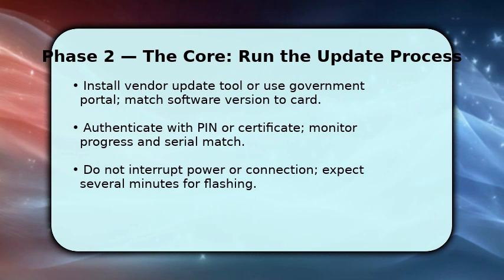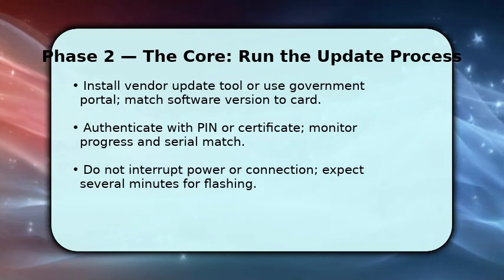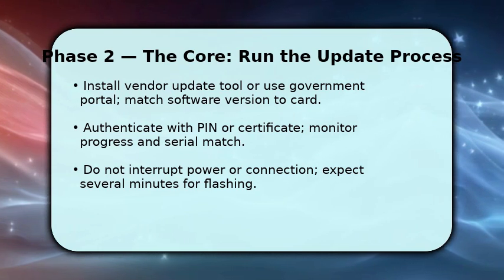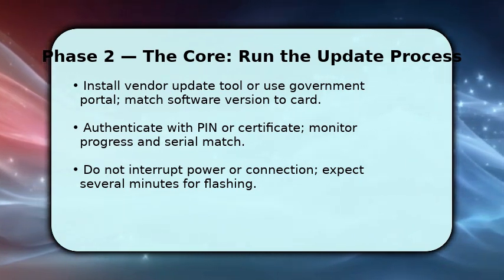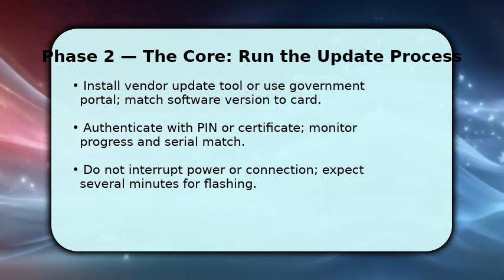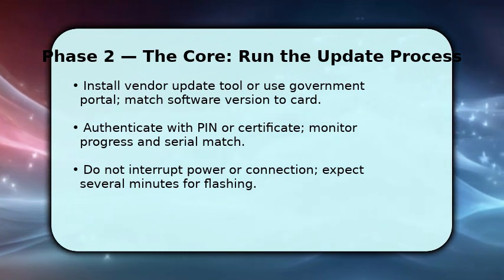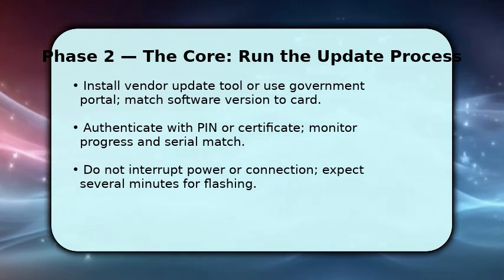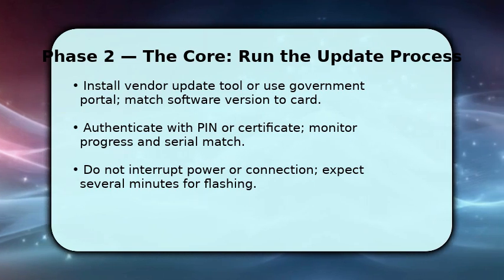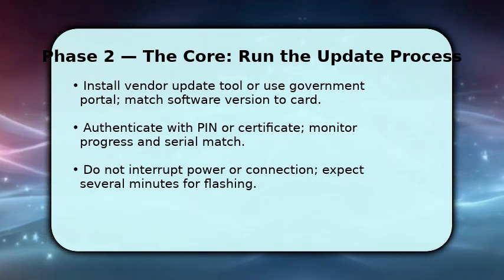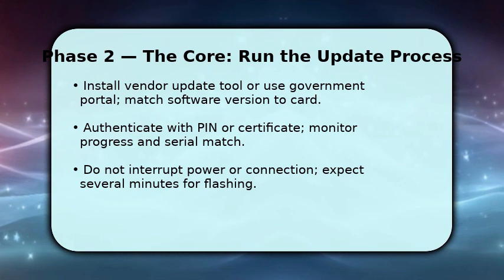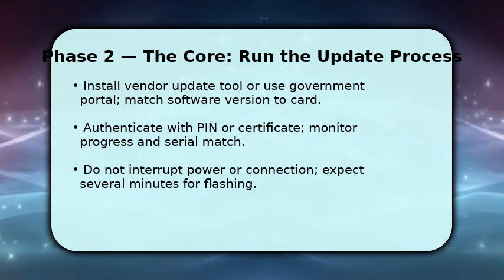Once authenticated, the utility reads the card details and verifies serial and firmware compatibility. Begin the transfer and watch the progress bar. Do not unplug the reader or close the app. If prompted for options, choose the recommended defaults. This central phase writes new credentials and fixes known issues, so be patient as multiple steps complete.